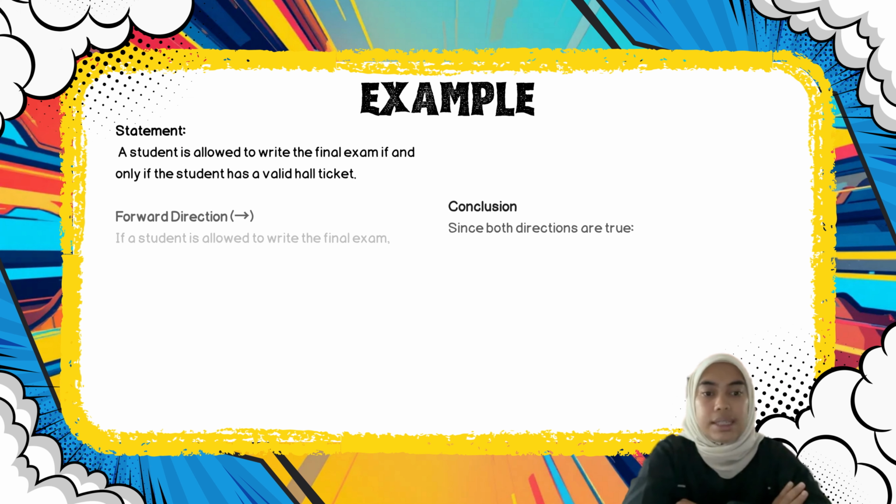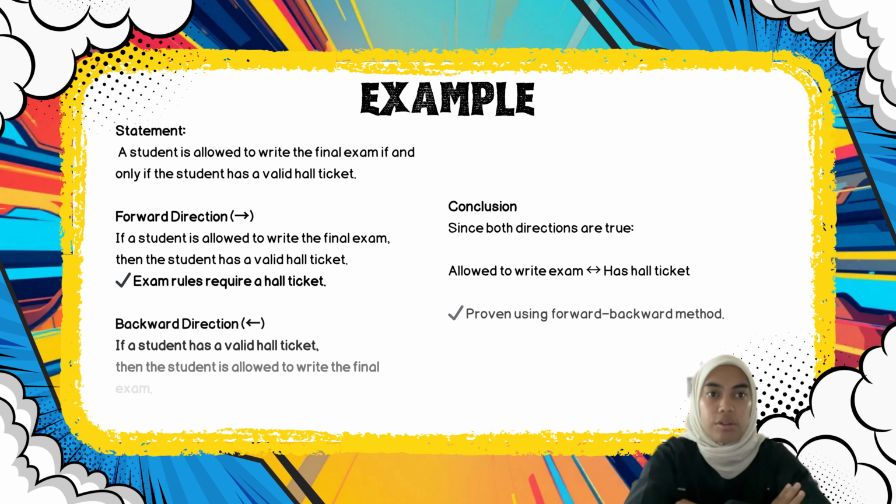So now, this is another example for the forward-backward method. We can see the statement, which is: a student is allowed to write the final exam if and only if the student has a valid hall ticket. So we use the forward direction, which is if a student is allowed to write the final exam, then the student has a valid hall ticket.